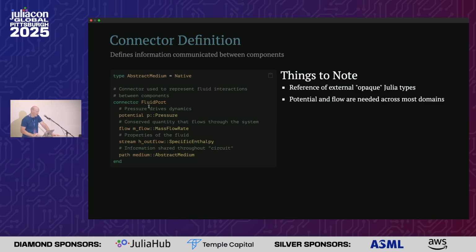And then in connectors, you will typically have potential and flow variables. I'm not going to go into dynamic system modeling, but these are analogous, if you're familiar with the terms, to through and across variables, or potential and effort variables. It's the same thing.